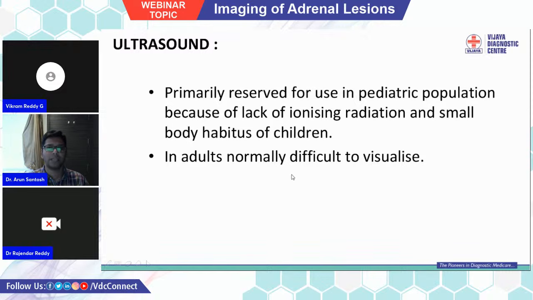In adults, the adrenal gland is normally difficult to visualize because of the excessive body fat. However, whenever a lesion or mass is present, we can generally catch hold of the adrenal mass.